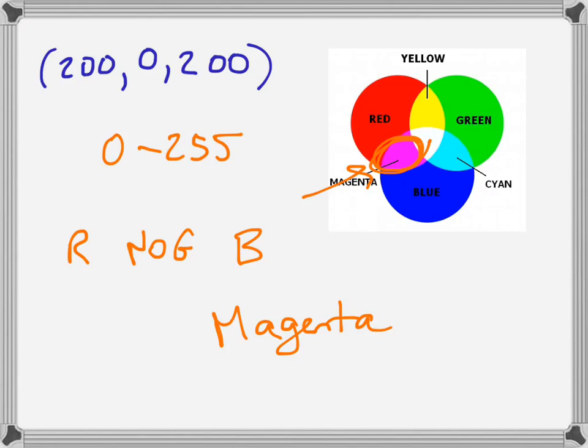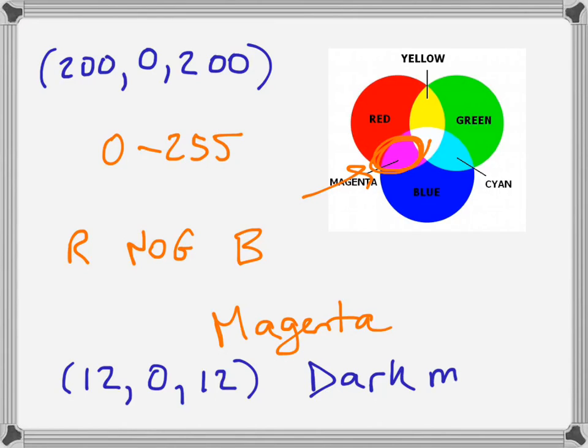All right, and then finally, if you had, let's do 12, 0, 12. Same thing, equal amounts of red and blue, but this time we have very little of those colors, so this is going to be a very dark, same thing, dark magenta. But you're okay for your test as long as you say some sort of magenta. And I will give you this color wheel chart to decide.